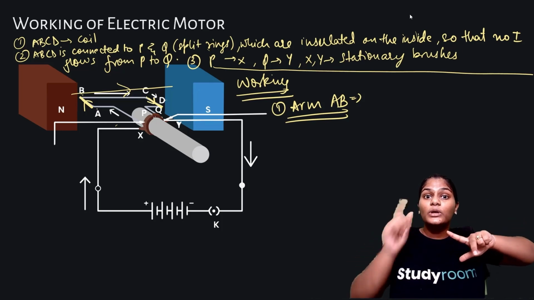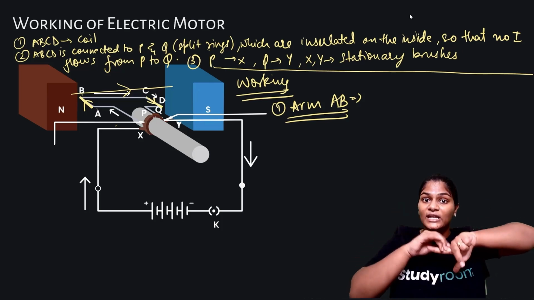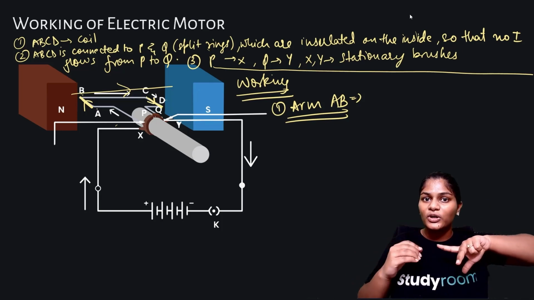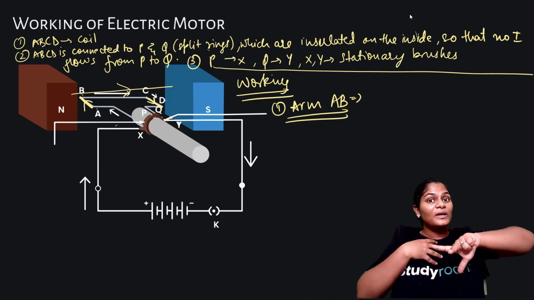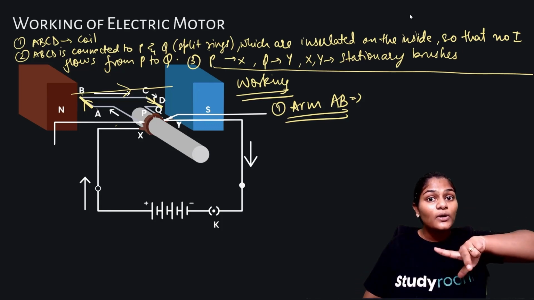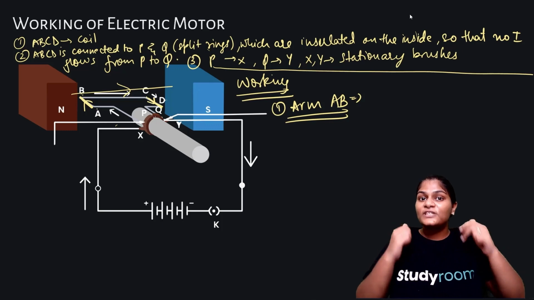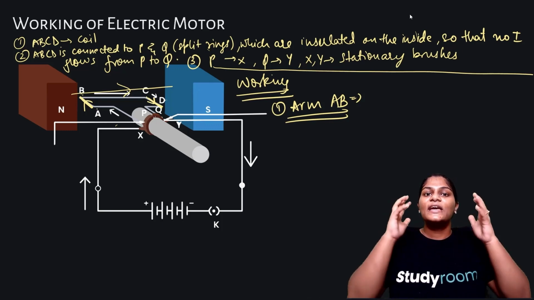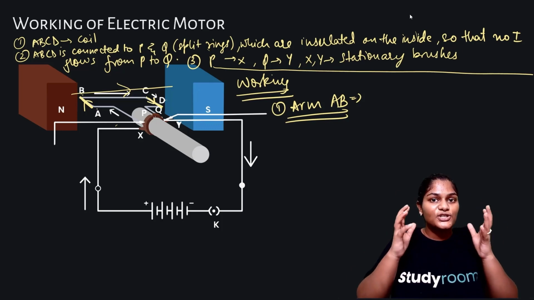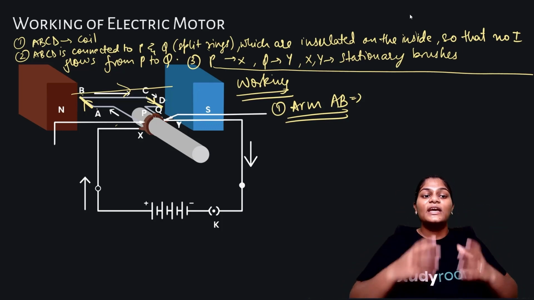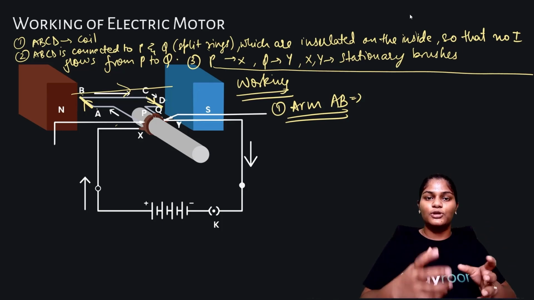So again, do it yourself. Take up your hand, arrange your fingers in the direction of the current and magnetic field. You will get to know what the direction of force is. According to me, the direction of force is coming downwards. Is it coming downwards for you too? If it's coming downwards, very good. You've applied Fleming's left hand rule correctly. If you have not got the direction as downwards, look at the diagram again. Try to visualize it. If you want, you can do it again according to the diagram.